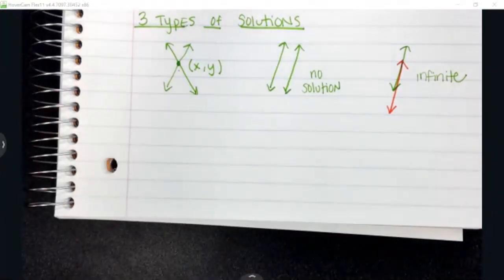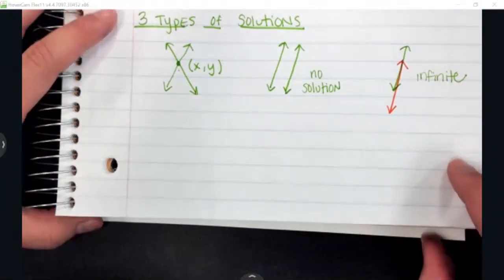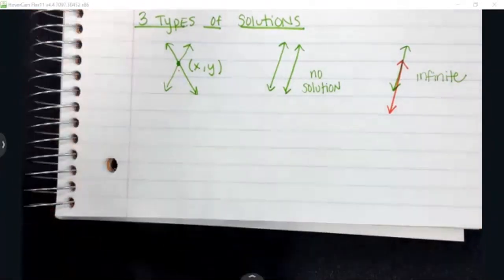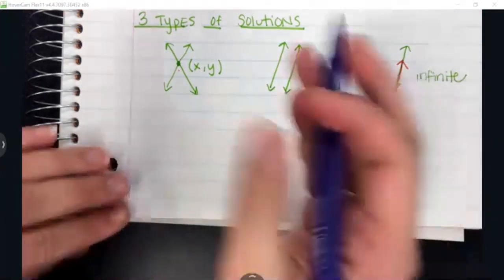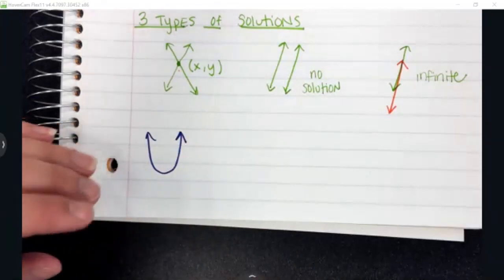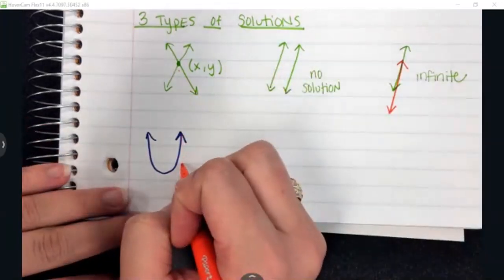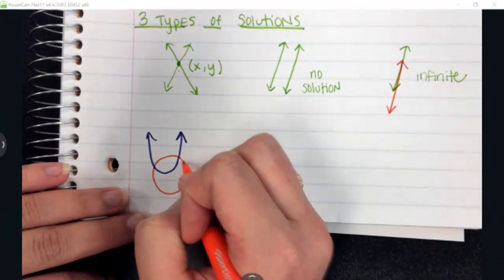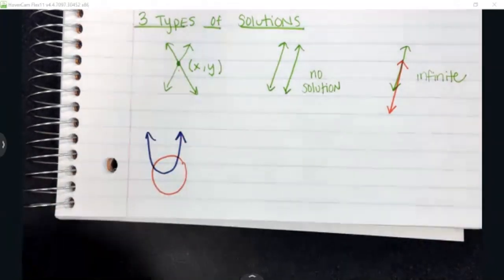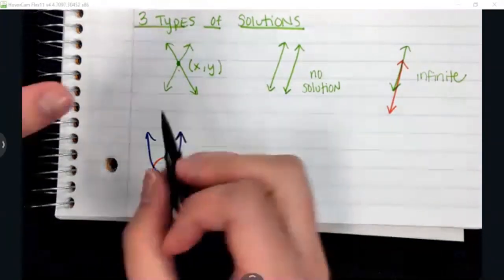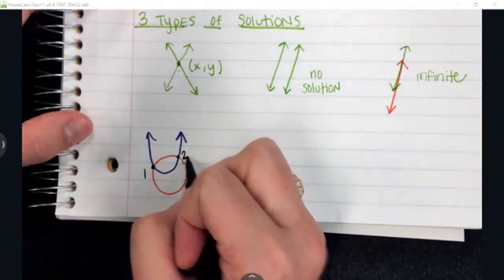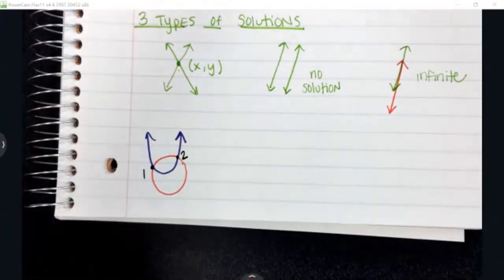So let's work out 3 very quick problems to see if you understand how to find the solution. If I give you a parabola, and on that parabola I have a circle. How many solutions does that graph have? 2, because it touches 2 times. Purple and orange meet right here, and purple and orange meet right there. There will be 2 solutions.